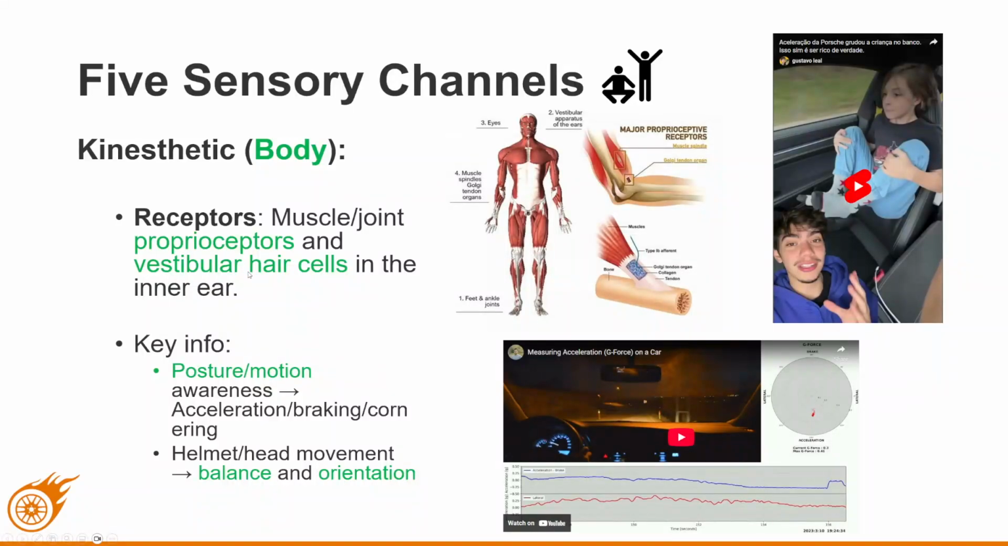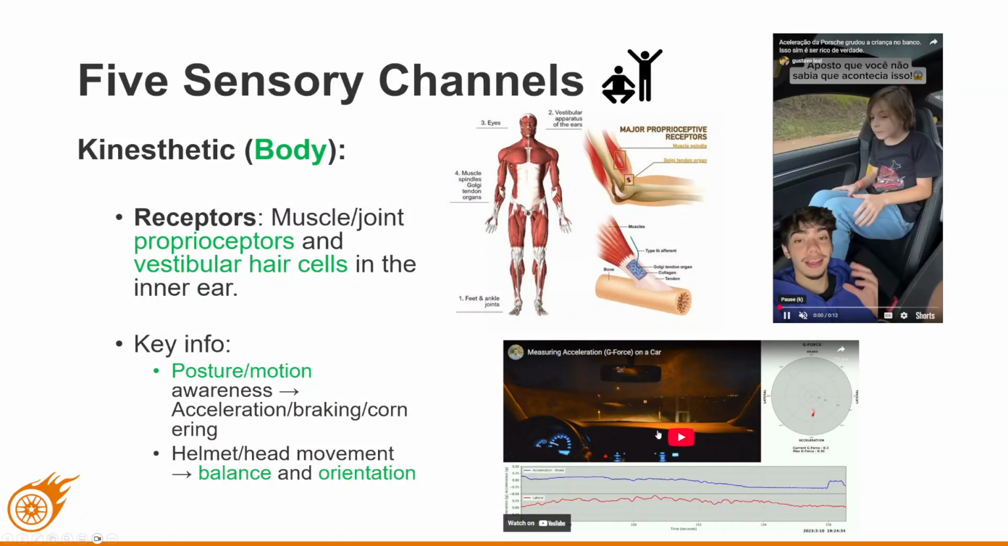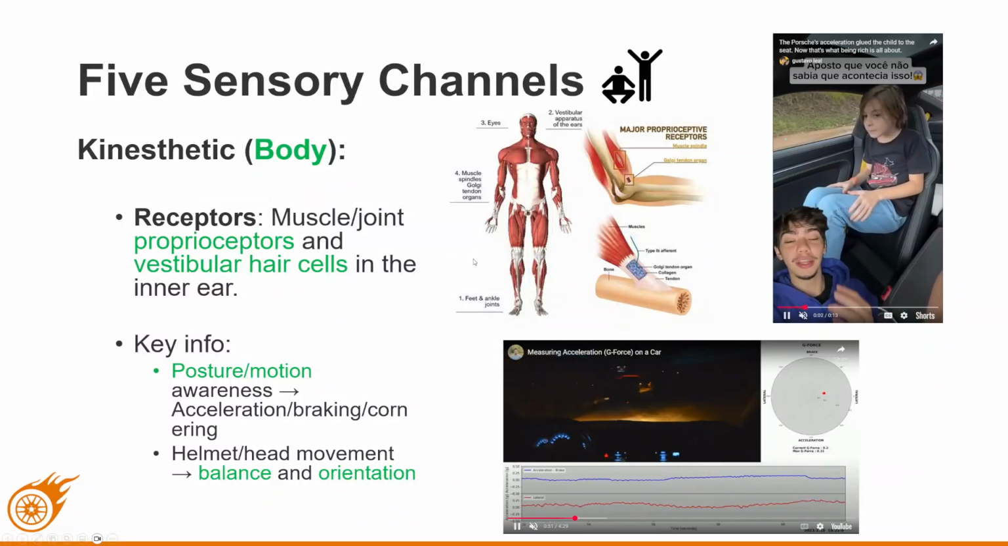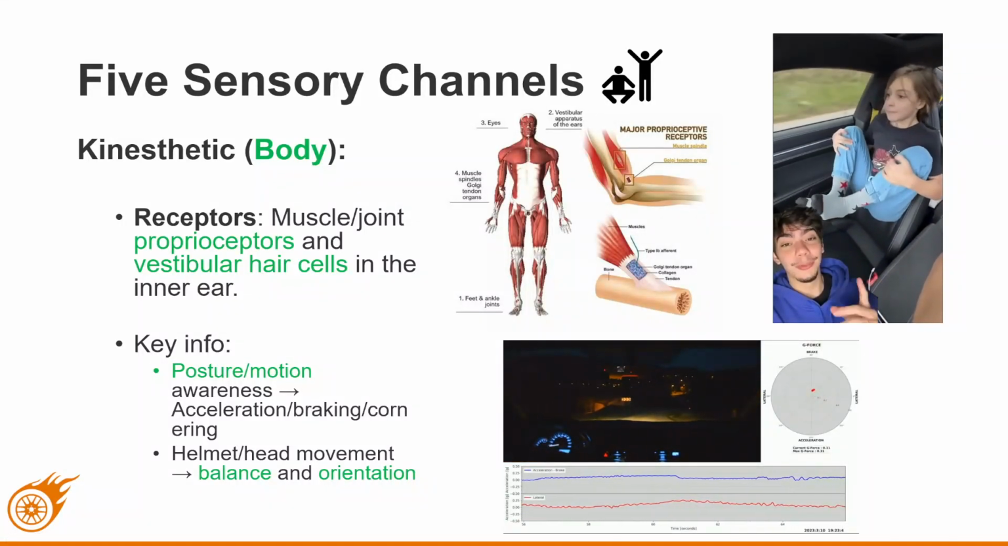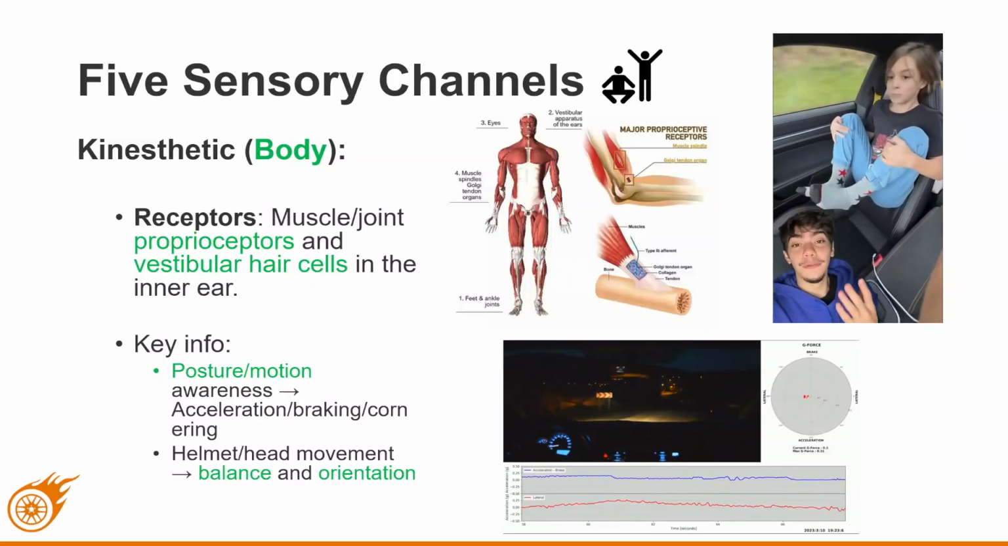Then there's vestibular input, or the vestibular hair cells in the inner ear, which sense tilt, rotation, balance, and orientation. Together these give you an idea of how the car is behaving in corners, braking, and acceleration.